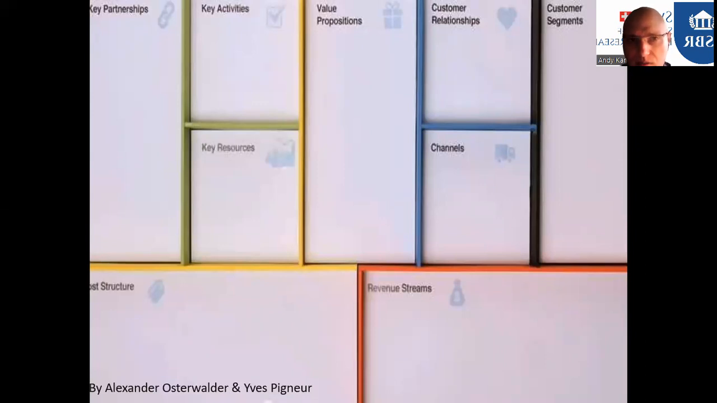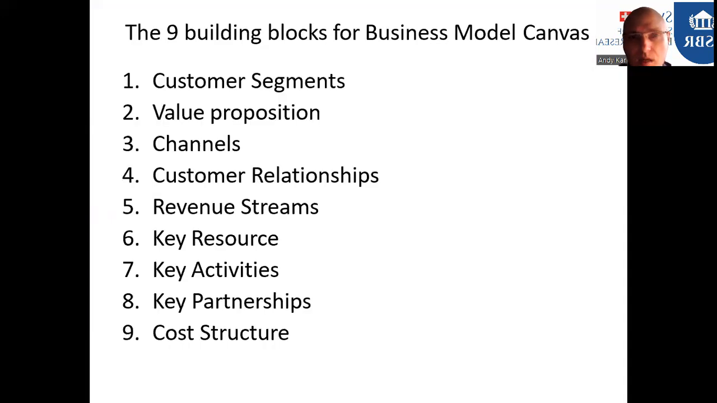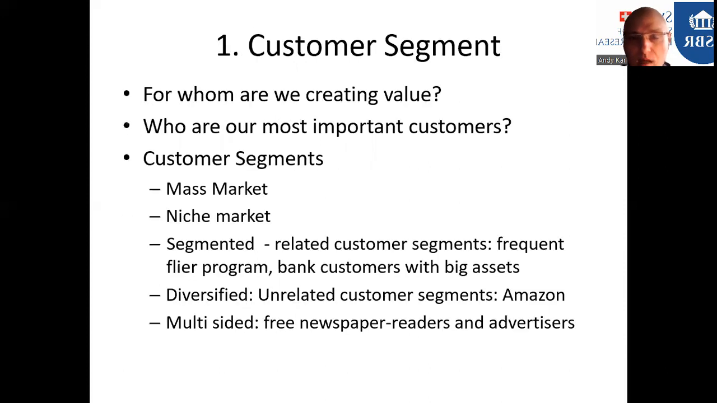comprises 9 segments: the key partnerships, the key activities, the key resources, the value propositions, the customer relationships, the channels, the customer segments, the cost structure, and the revenue streams. The 9 building blocks, these 9 different parts of the canvas, which we just said are the customer segments, the value proposition, the channels, the customer relationships, the revenue streams, the key resources, the key activities, the key partnerships, and of course the cost structure. Now we're going to say a couple of words about each one of these segments.